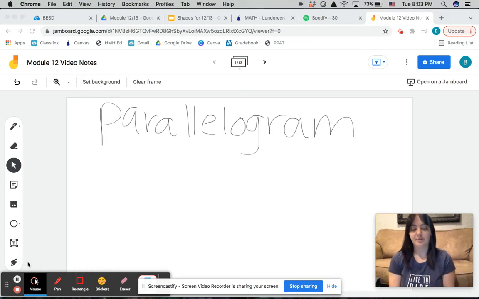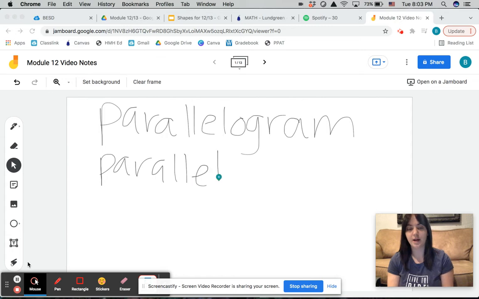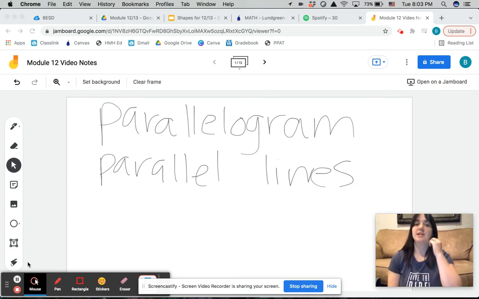So, parallelogram. A parallelogram is a shape that has two sets of parallel lines. Just like how there's the word parallel in the word parallelogram, parallel lines are in a parallelogram. Specifically two sets. Now, a parallel line means that there's two lines that when they're drawn, they can go on forever and ever and never touch each other.